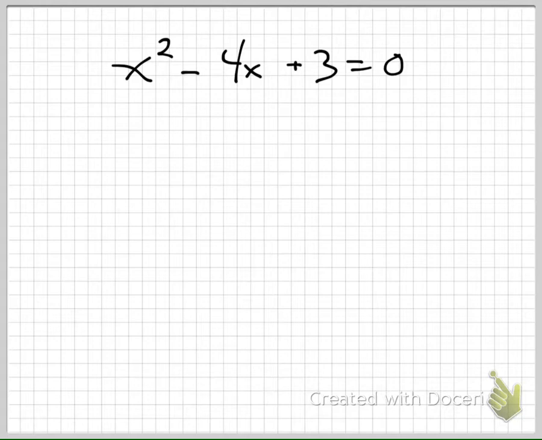Okay, I have a question. Forget the graphing part. If I gave you x squared minus 4x plus 3 equals 0, and I told you I wanted you to tell me what the solution is here, what would you do? You'd factor it, right? What multiplies to 3 and adds to negative 4?